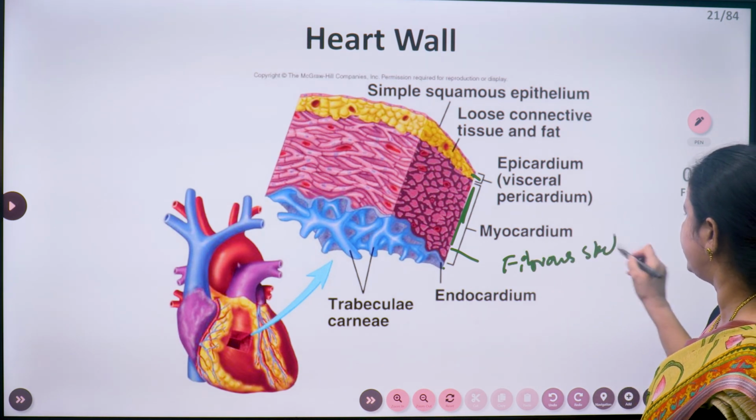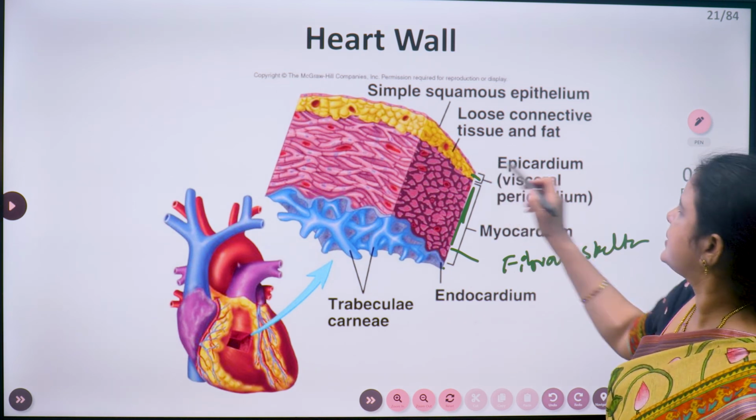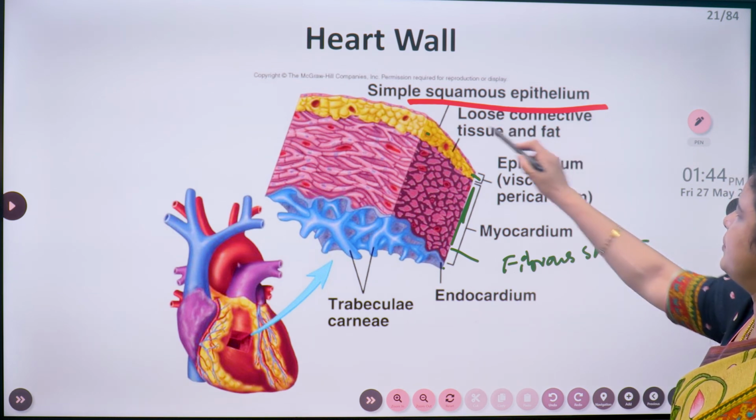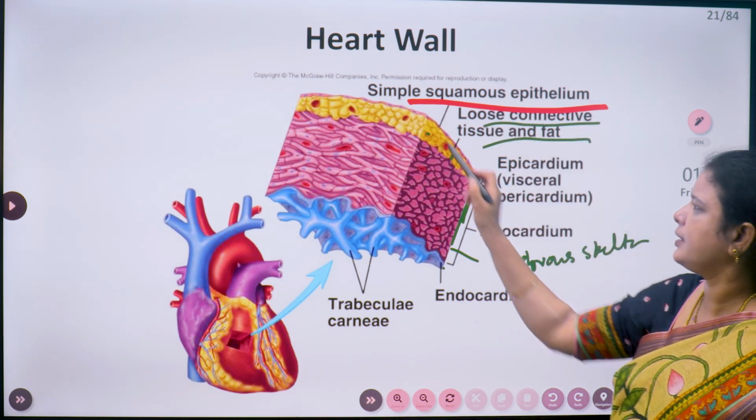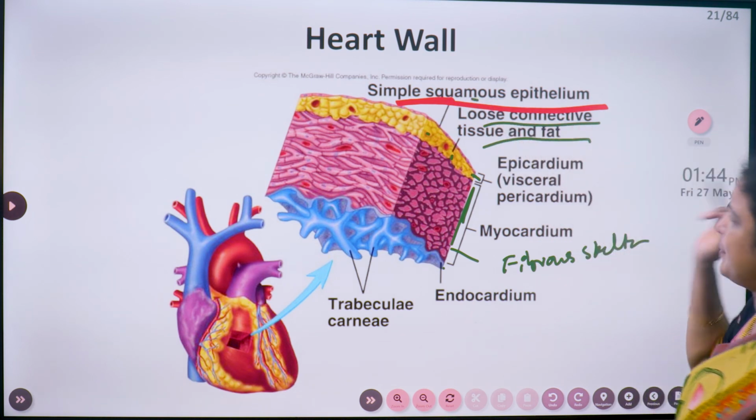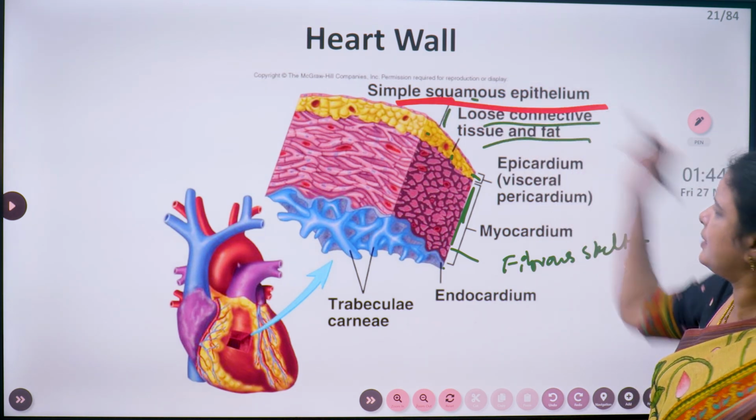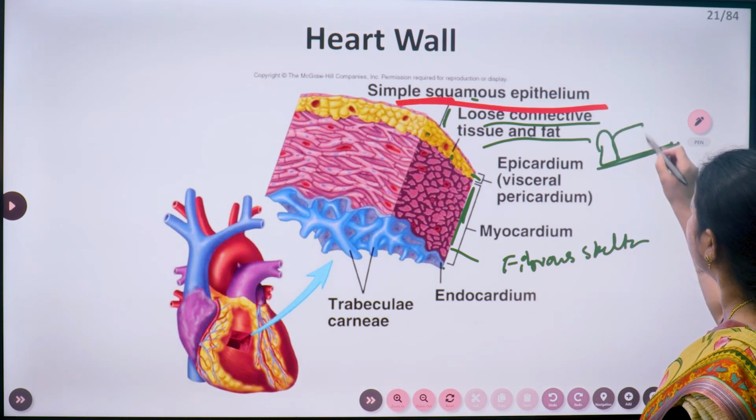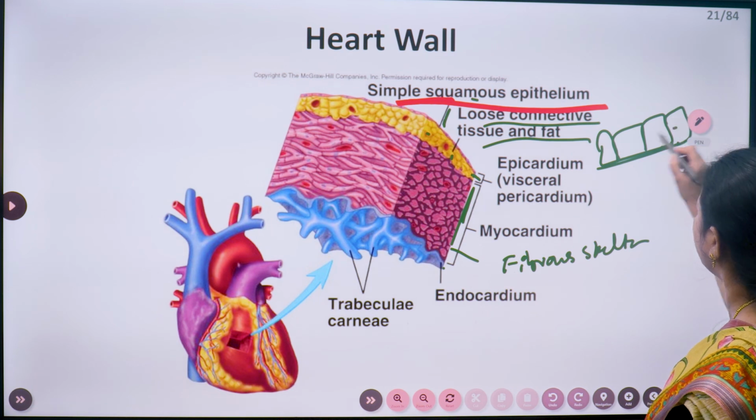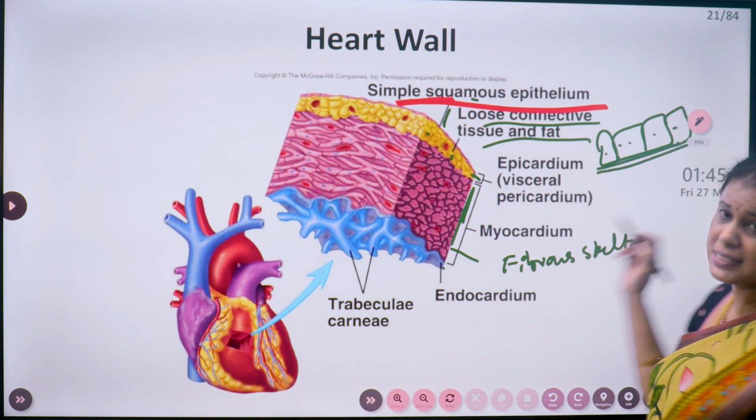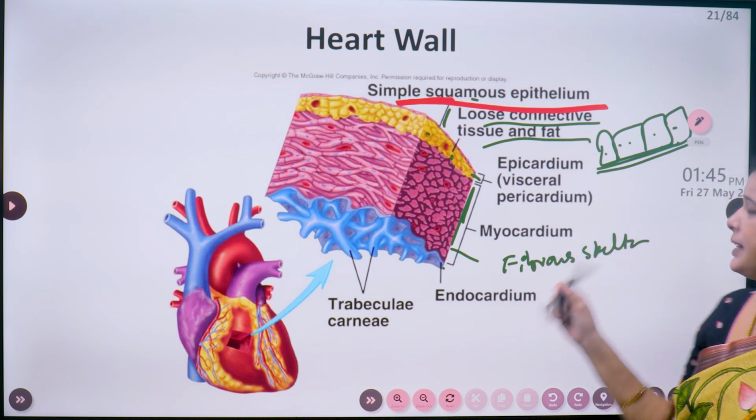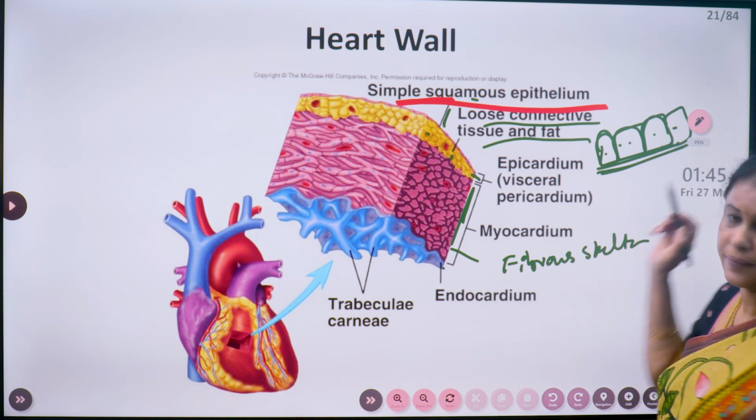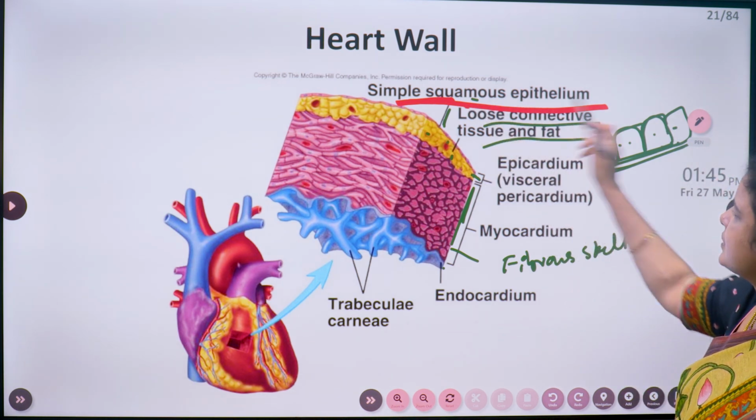The epicardium is made up of simple squamous epithelium, loose connective tissue and fat. Simple squamous epithelium means a single layer of flat-shaped cells with a basement membrane.